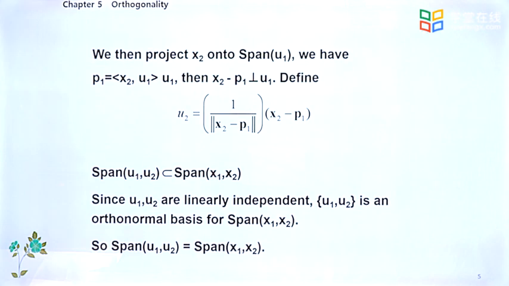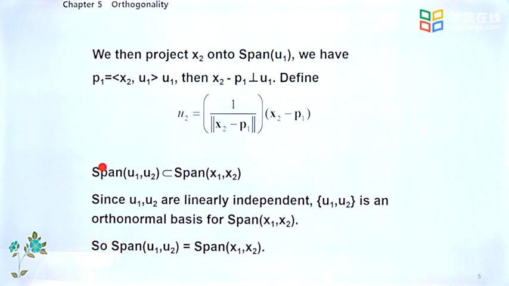We then project x2 onto span of u1. We have this projection vector p1 equals this scalar times u1. The scalar is just the inner product of x2 and u1. Then, by the properties we learned in the previous part, we know x2 minus p1 is orthogonal to u1. Define u2 as x2 minus p1 divided by its length.